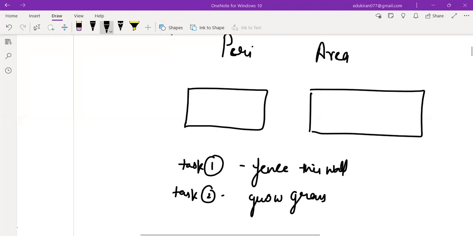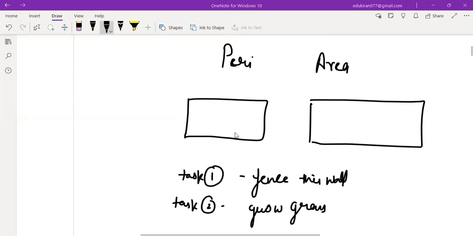Who is correct? So Abdullah and Chakrika said that area is for growing grass and perimeter is for fencing. Sindhu and Vega said area is for fencing and perimeter for growing grass. Right. So I'll tell you the correct answer now. For example, you have to grow the grass. Ma'am, I said fencing the wall is an area, right? Yes, you said it.